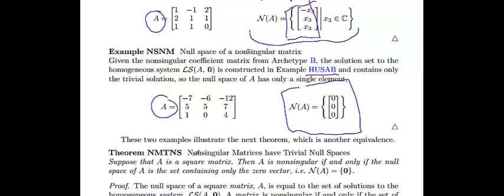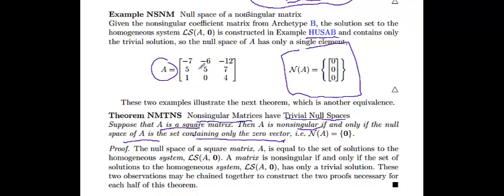Okay, so that's what we say here. Non-singular matrices have trivial null spaces. So we're really saying the same thing we said above using this new language of null space. Suppose A is a square matrix, then A is non-singular if and only if the null space of A is the set containing only the zero vector. That's another way of saying that it has a trivial solution. Okay, and you can read this proof, but really it's what we've discussed up here.